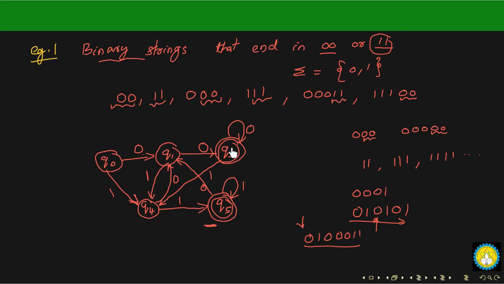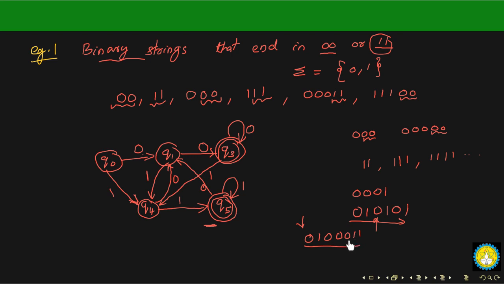Again you are getting a 0, so you stay there, hoping that it is the end of the string, but it is not the end of the string. You have 1, again 1, 1. So upon getting a 1, you go here, and you also have a 1 again. So you can see that it reaches the final state. So this string 0 1 0 0 0 1 1 is getting accepted because it ends with 1 1.